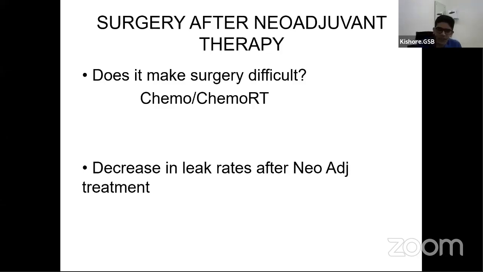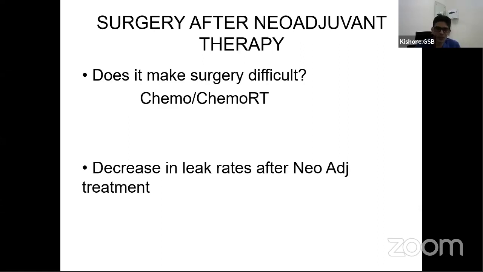I think the literature also quotes this. I think most of the reviews and systematic reviews and meta-analyses show a tendency towards leak rates decreasing after neoadjuvant therapy. In fact, that is quoted as one of the advantages. But I really can't be sure if that is the only reason, or if it is because of fibrosis for other reasons. But whatever it is, I think the literature at least says that leak rates are lesser after neoadjuvant therapy, especially if radiotherapy is added.